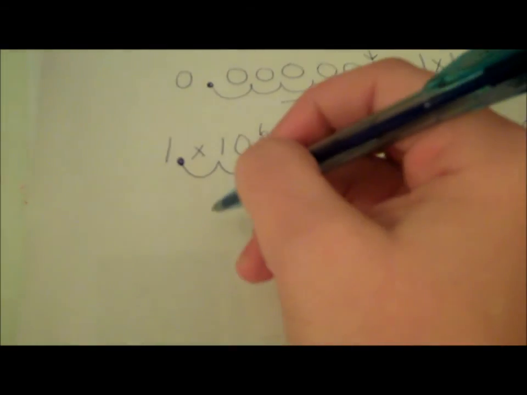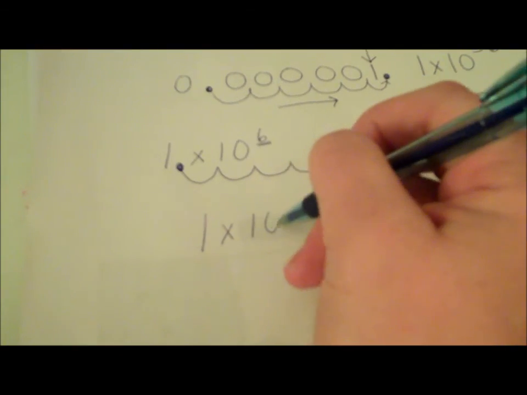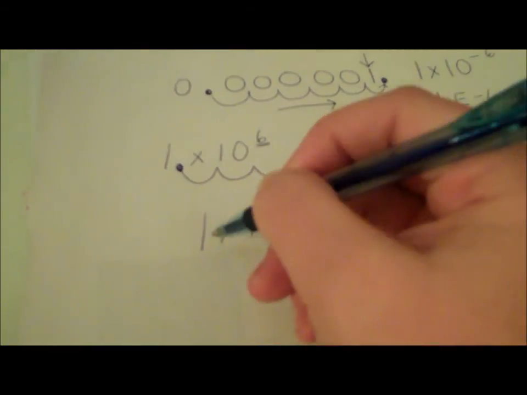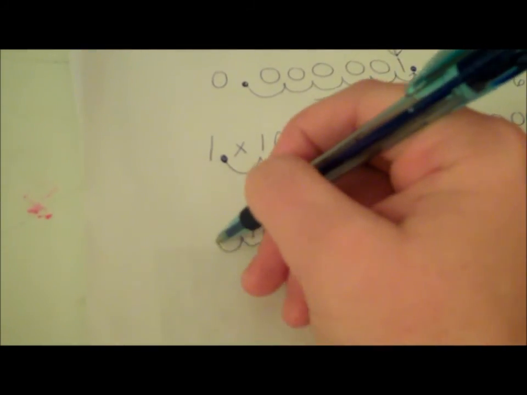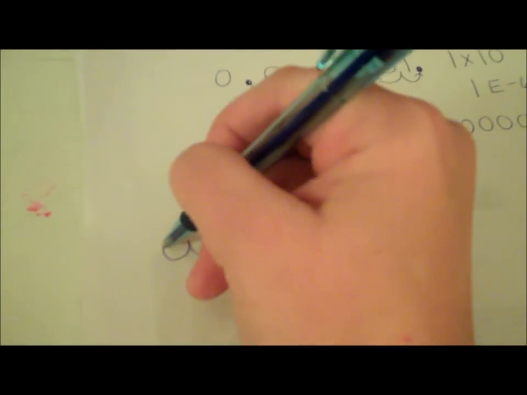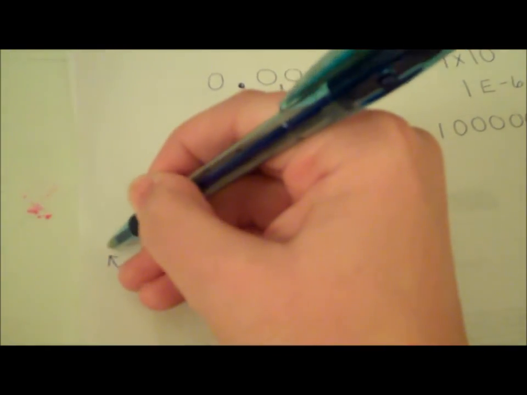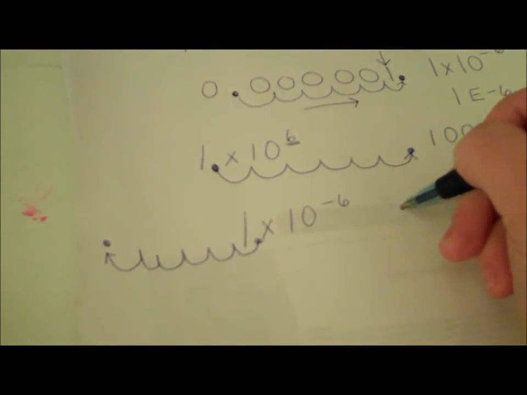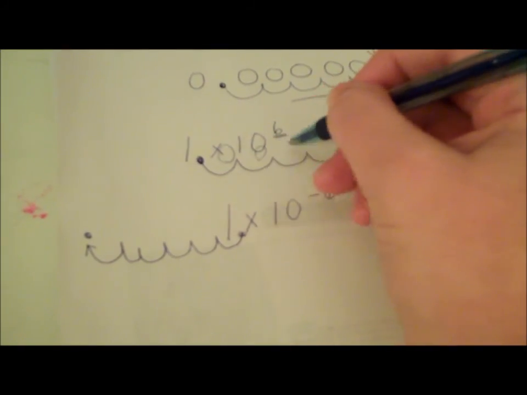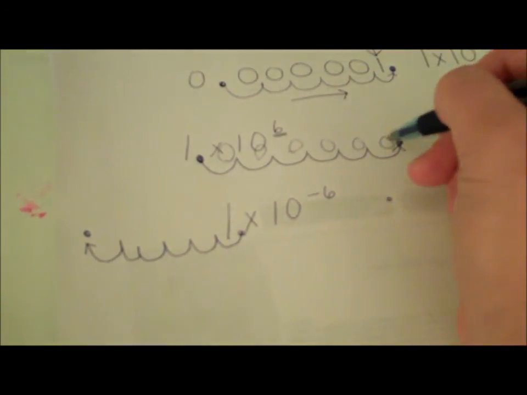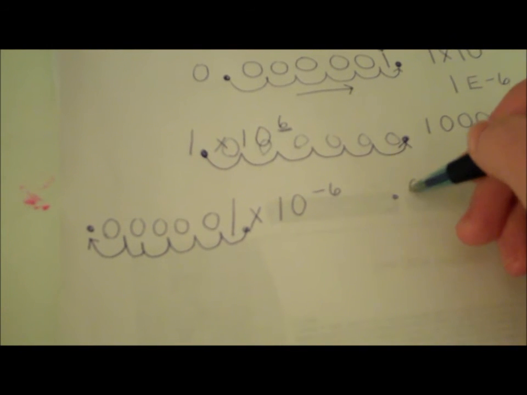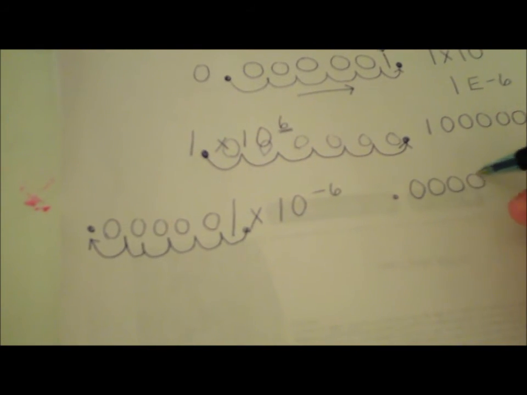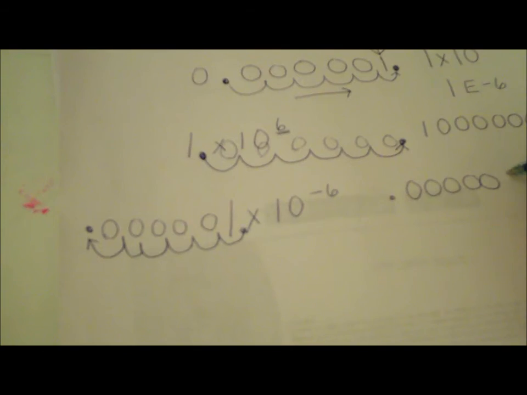Now let's do the opposite. We have 1 times 10 to the negative 6. So find our decimal point, and we're going to move it 6 spots this way. 1, 2, 3, 4, 5, 6. Now these zeros that we place here are just going to be placeholders. We'll see in the next tutorial what they have to do with significant figures and these placeholders. So this one would only have 5 zeros as the other one had 6.